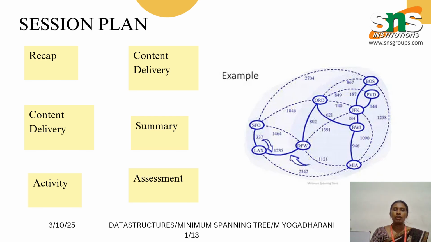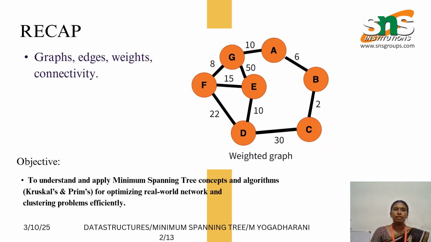So in this video, I'm going to give a recap of this session, content delivery, activity, and summary based. And the recap of the session is graph, edges, weights, connectivity. So you all might know what is a graph. A graph is nothing but a set of vertices which are connected by edges, and graph types are weighted graph, unweighted graph, directed graph, undirected graph, likewise.